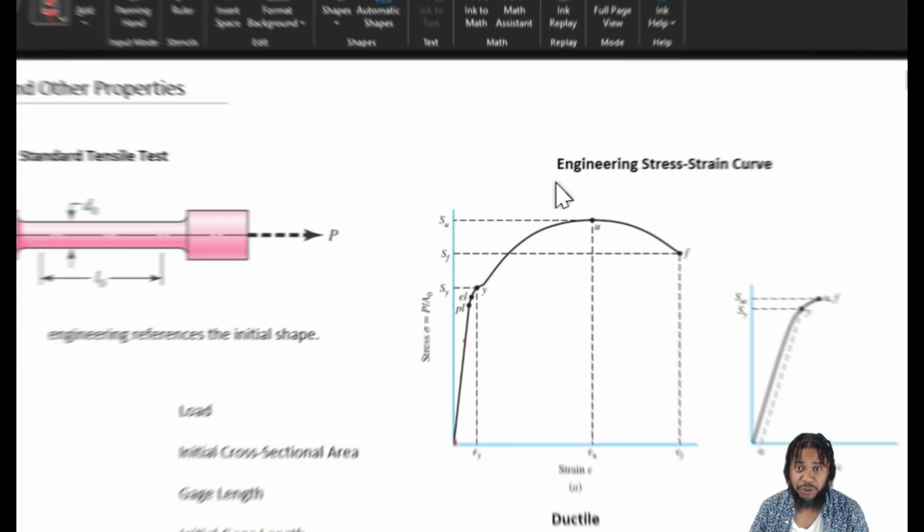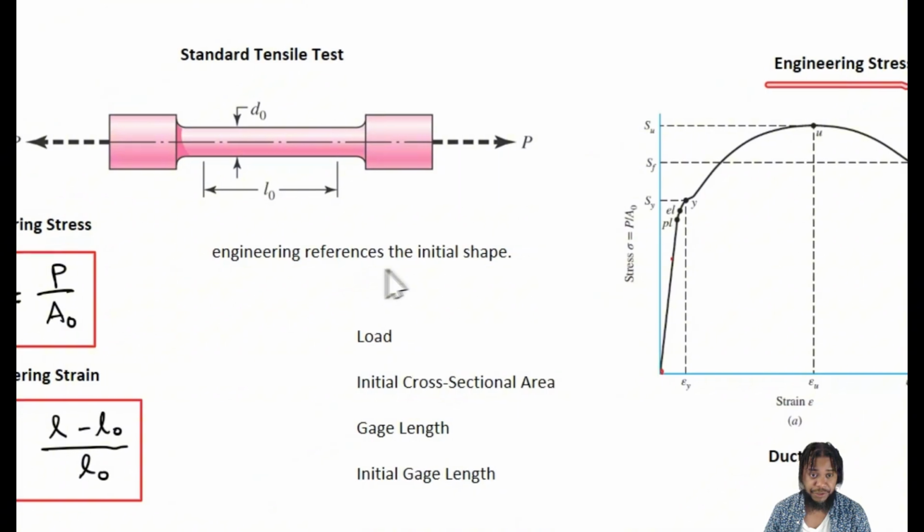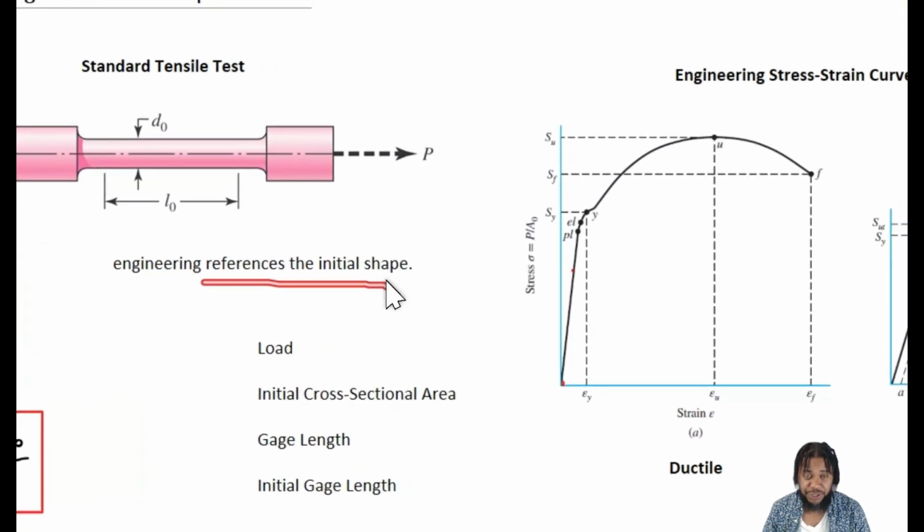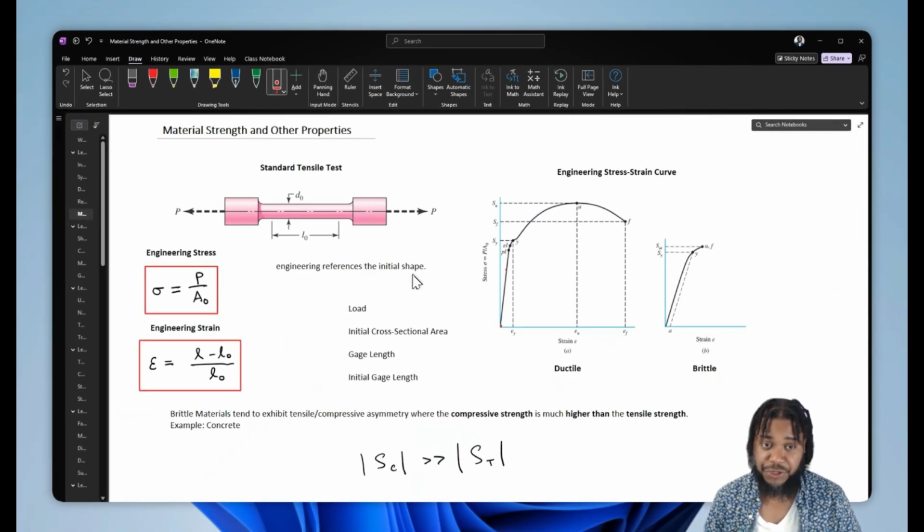Now here we're going to start with engineering stress and strain, which is in reference to the initial shape of our geometry, its initial cross-sectional area, its initial length. That's the reference frame that we start with.